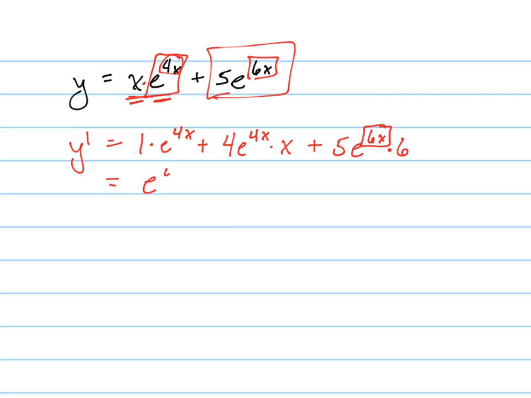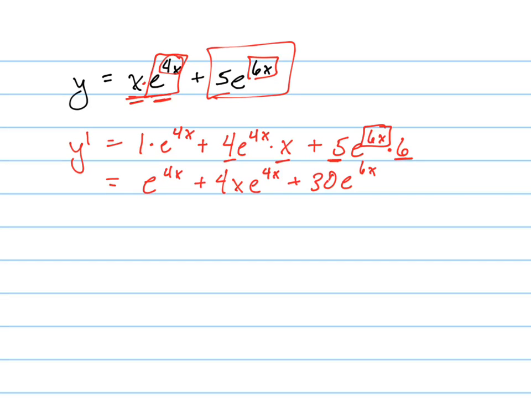So cleaning this up, we get e to the 4x plus, it's usually good to write the 4 and the x in front of that e, 4x times e to the 4x plus, let's take those and put that to the front, which would be 30 e to the 6x. And let's see if we can do anything else with that. You might be able to, if you really wanted to, factor out an e to the 4x, you could, but I think this is probably sufficient. The answer there is probably sufficient.